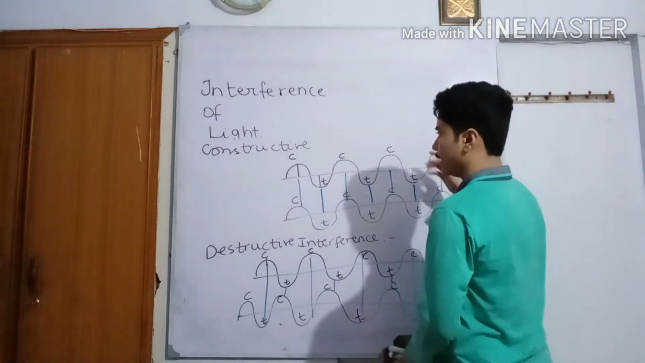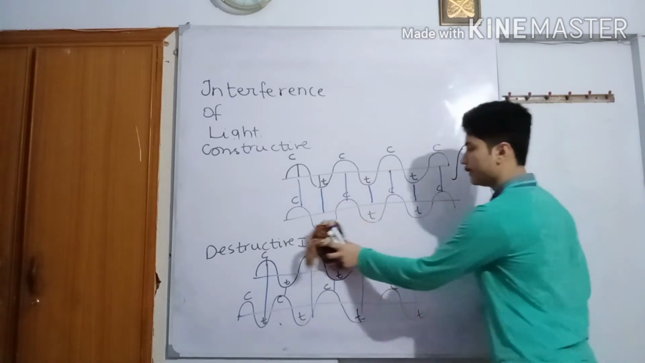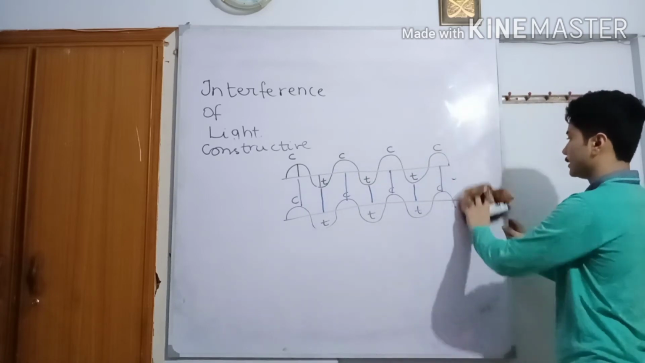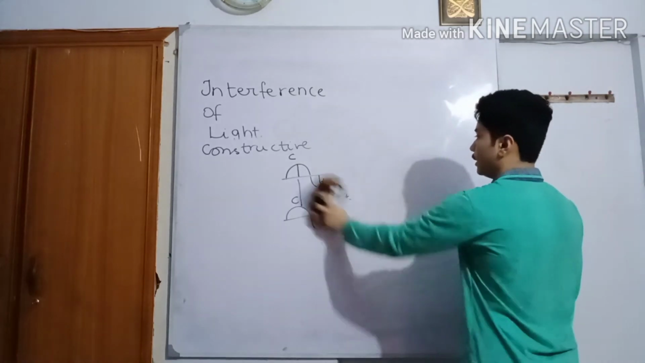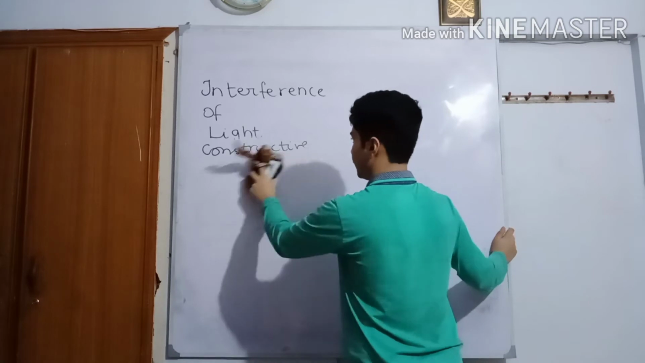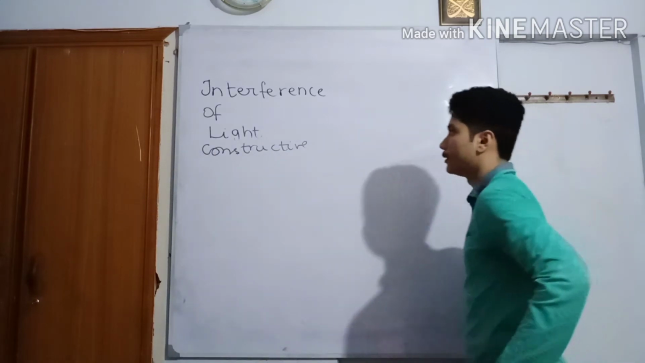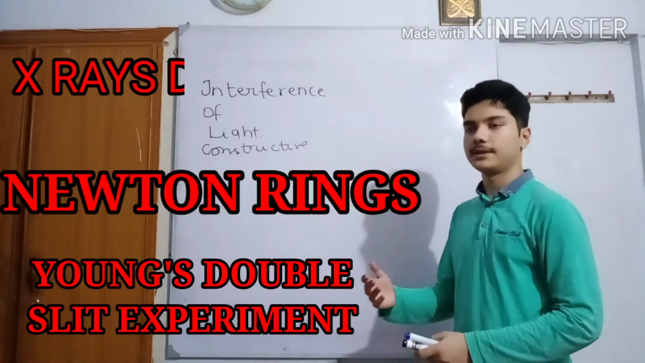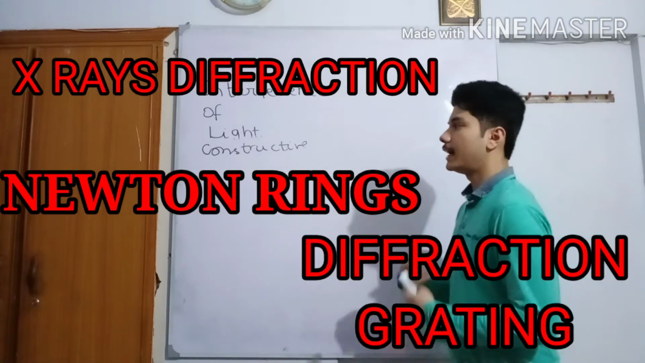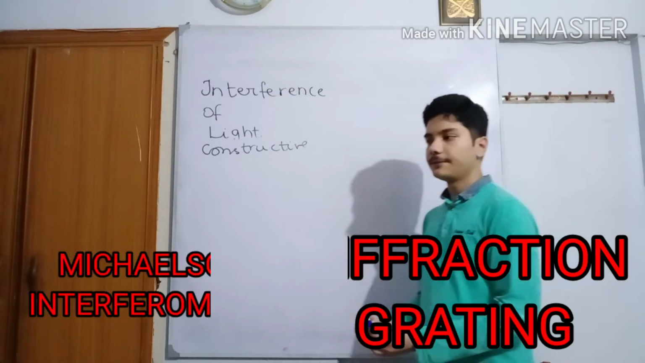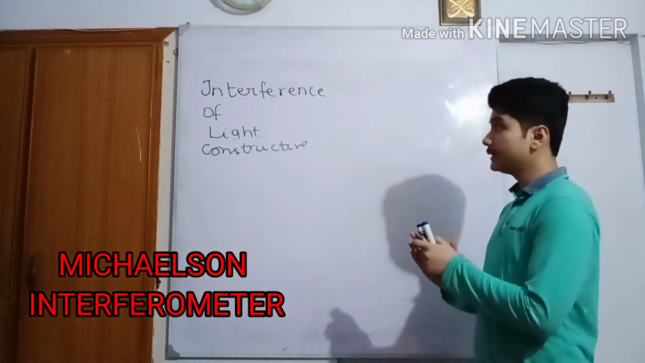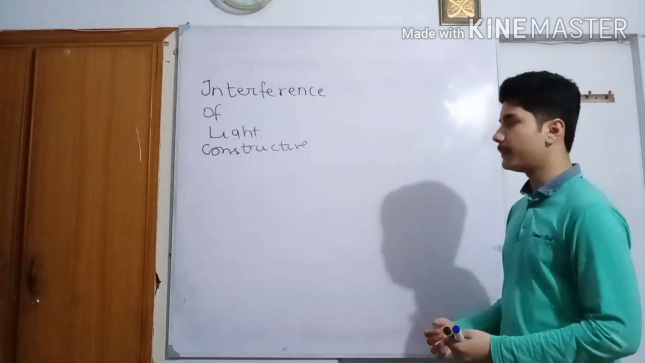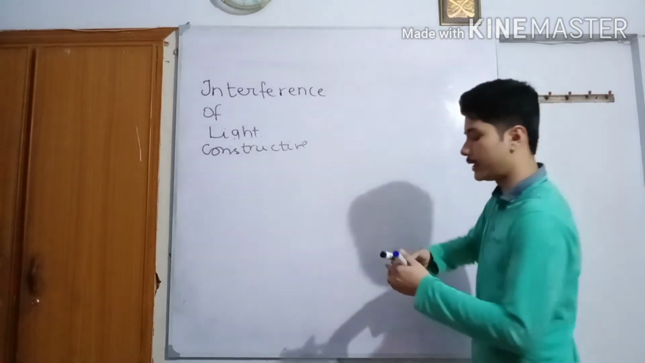Alright, we have understood what constructive and destructive interference are. But the third main point that we're going to understand is very important for most of the experiments on the interference of light. For example, Young's double slit experiment, Newton's rings, X-ray diffraction grating, and the Michelson interferometer. These are the experiments which involve interference of light. So before studying these experiments, we have to understand what interference of light is.